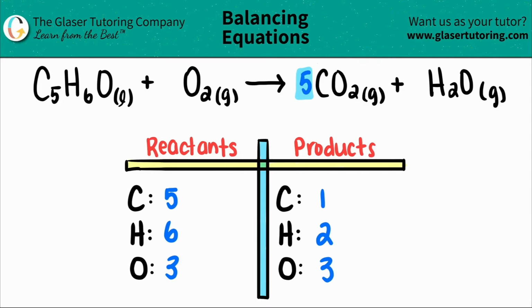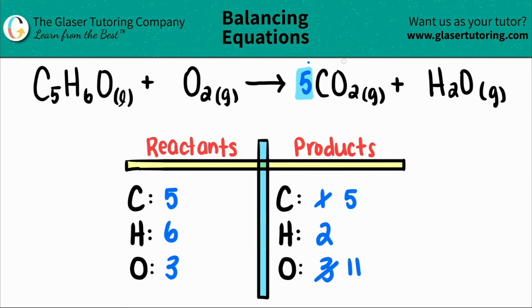Every time that you put a coefficient in front of a compound, you have to distribute. So I now have 5 carbons. So scratch out the 1, put a 5. And now the total oxygen, remember there was oxygens here. 5 times 2 is 10 plus, there was 1 oxygen here, so 1. So 10 plus 1 is a total of 11 oxygen. So I'm going to scratch out the 3 and put an 11.